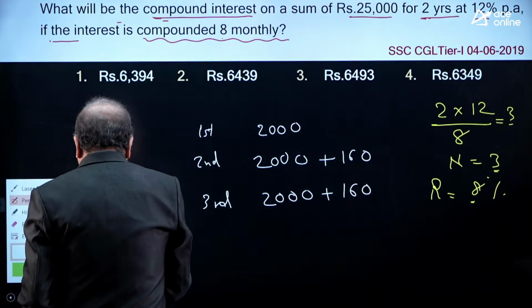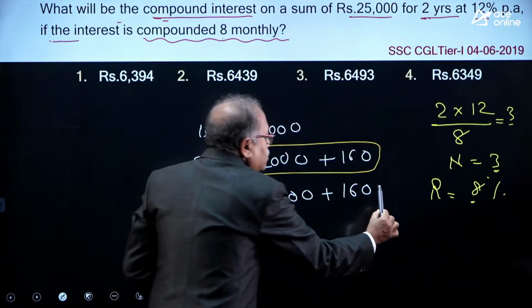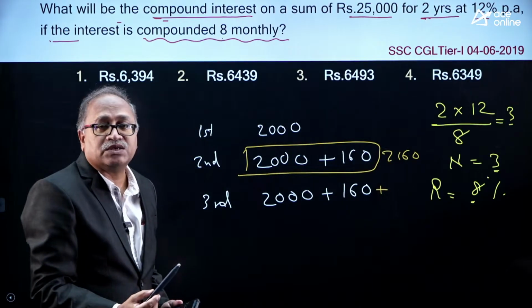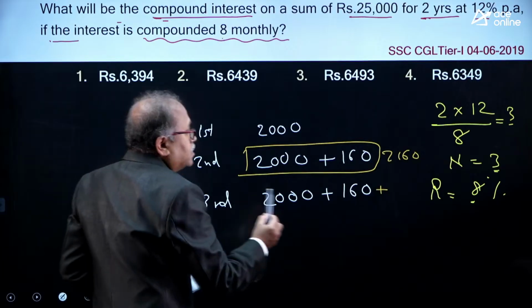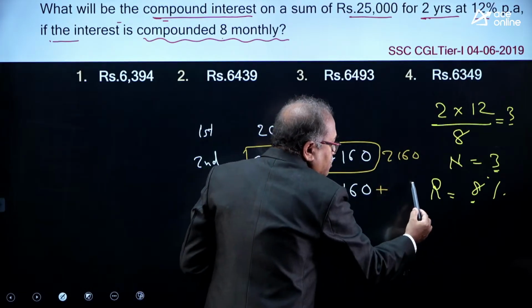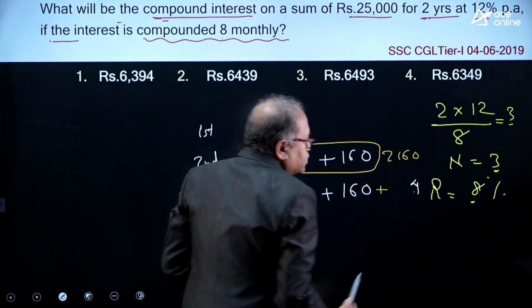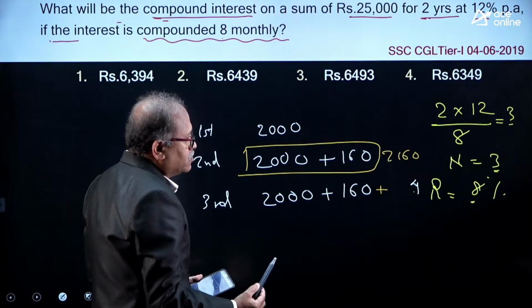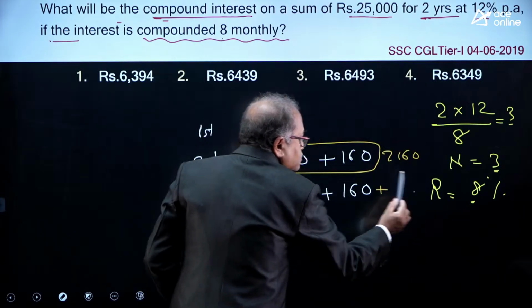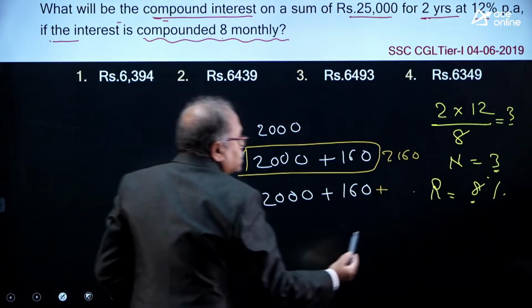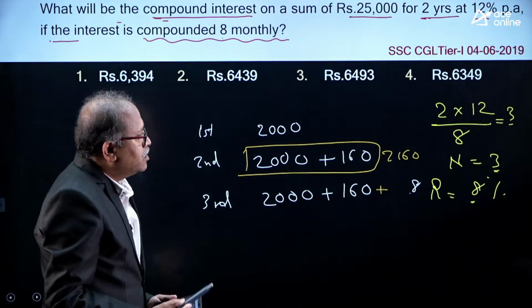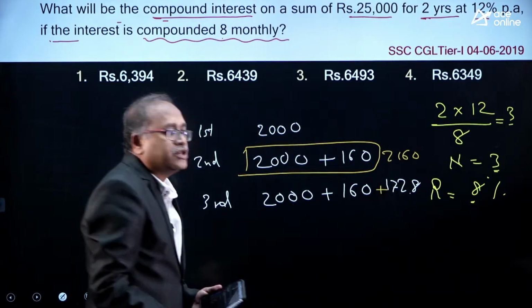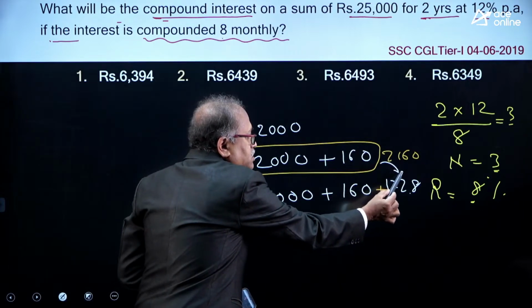Now, in the third period's interest, I need to add the interest on the second period's interest, which is 2160. I need to take the 8% of that. And what will be the 8% of that? 8 into 8 is 64, 8 into 6 is 48, 8 into 1 is 8... let me take that 48, carry 4, and 8 into 1 plus 4 is 12, carry 1, and 8 into 2 is 16 plus 1 that is 17. So, 172.8, this is the interest on this interest.